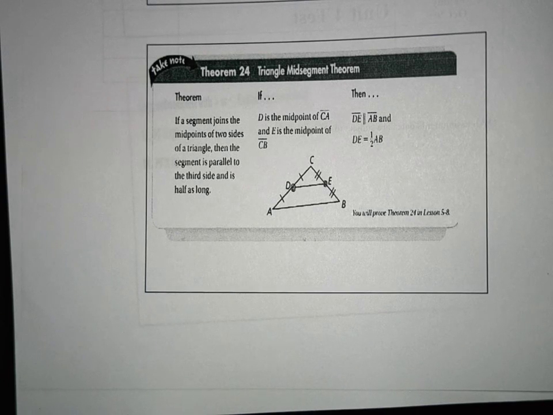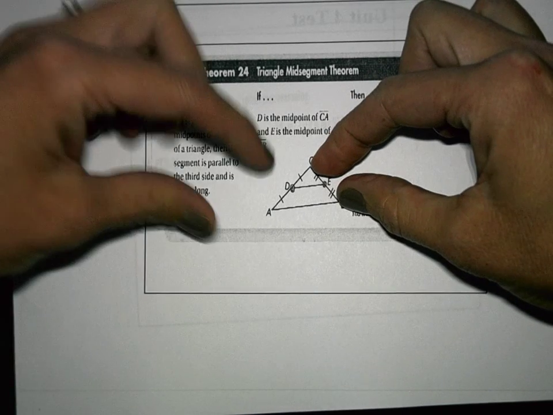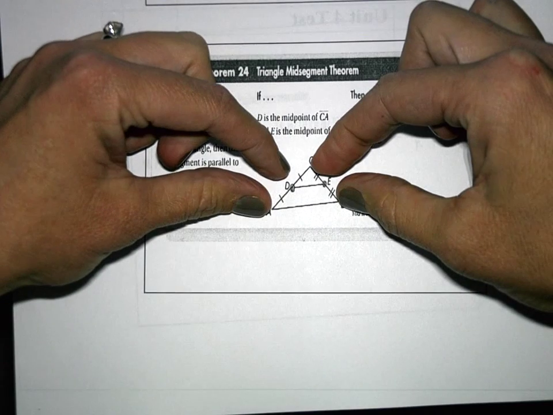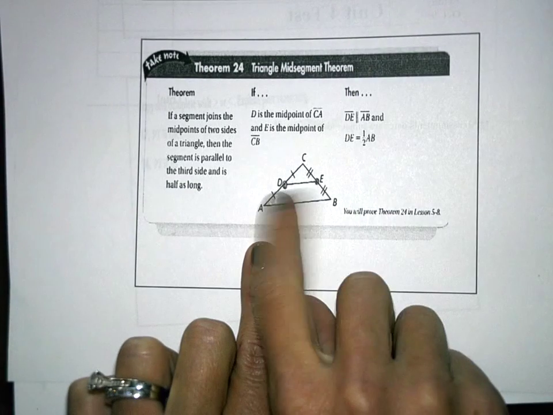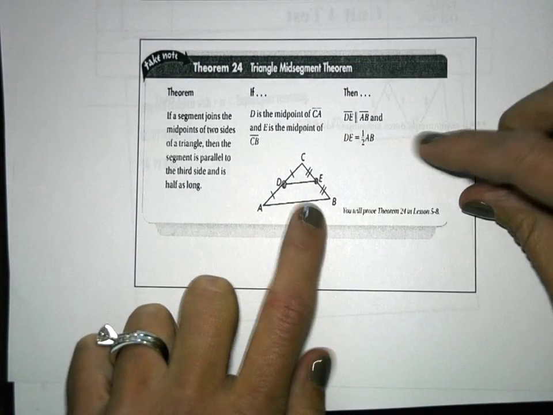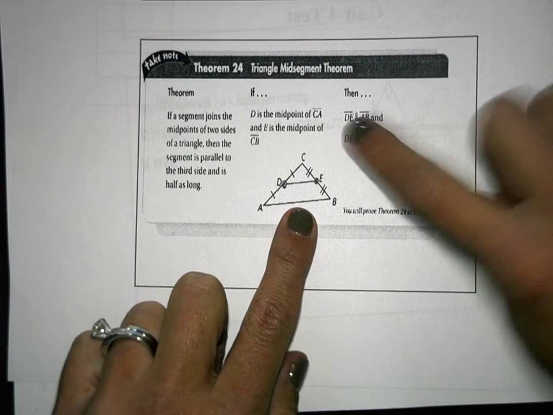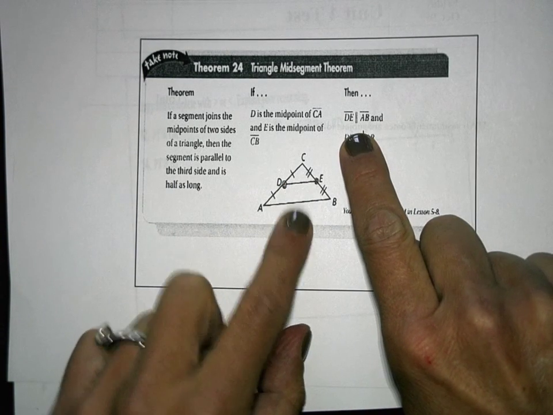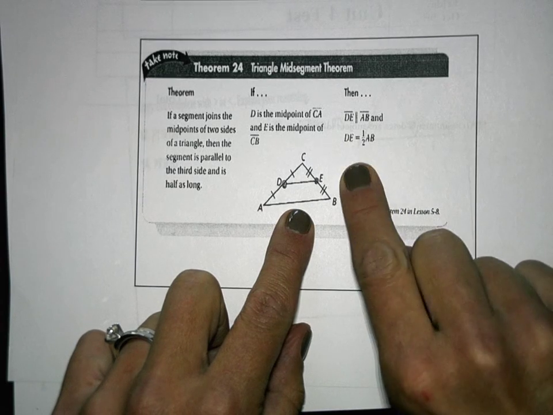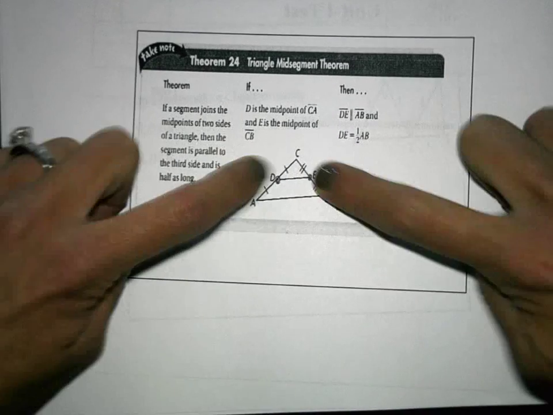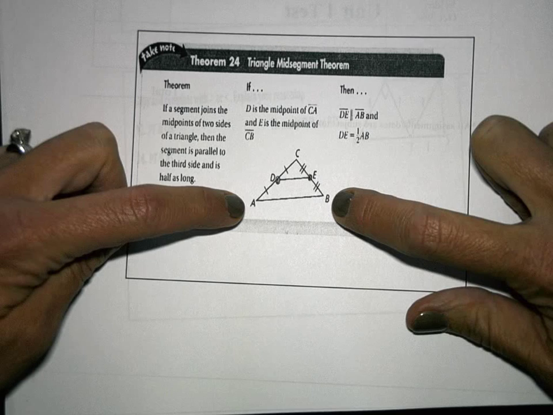If this is the case, so if these two sections are equal, and these two sections are equal, then this line that connects the two midpoints is parallel to that baseline. Okay, so that's what it's saying here. DE is parallel to AB. The other thing is that this DE is half of AB.